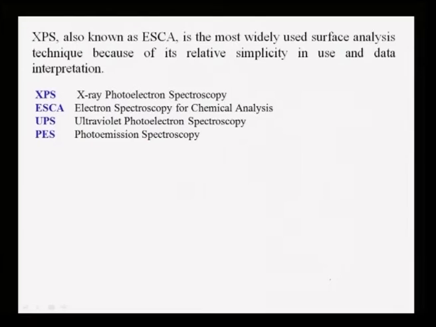I have already discussed what it is. There are various versions of XPS. First one is XPS, second one is ESCA, electron spectroscopy for chemical analysis. The principles are the same. Third one is ultraviolet photoelectron spectroscopy. Instead of X-ray, you can use ultraviolet ray. And the last one is called PES, photoemission spectroscopy. You can use a light to emit electrons. That's called photoemission.